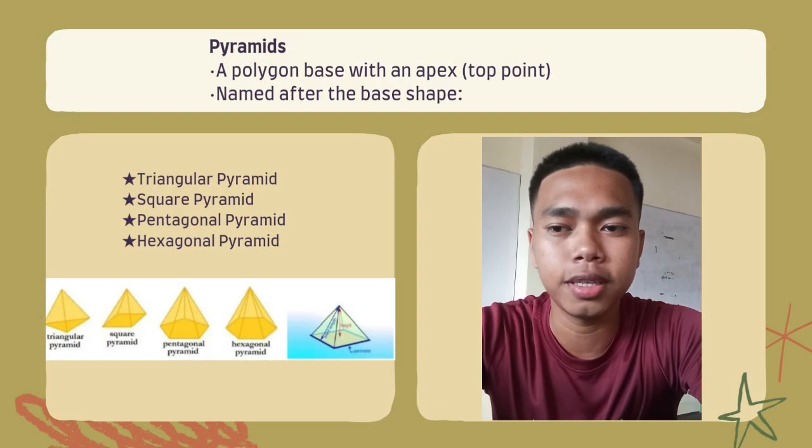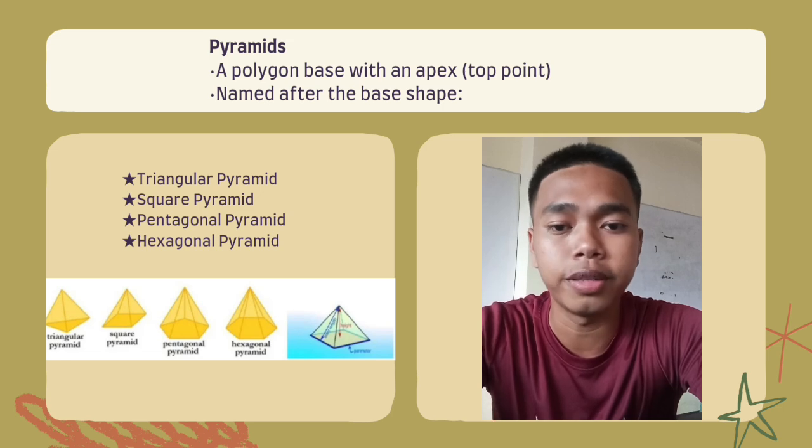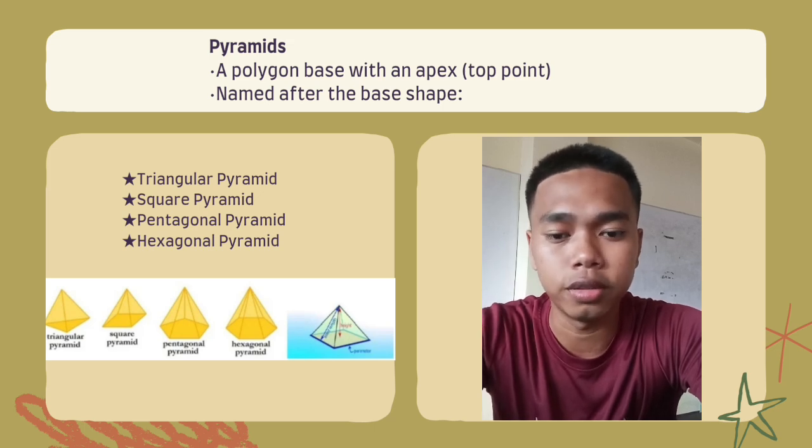Number 3, pyramids. A pyramid has a polygon base and an apex. That's the top point where the triangular faces meet. If the base is a square, that's a square pyramid. If the base is a triangle, that's a triangular pyramid. If the base is a pentagon, a pentagonal pyramid, and so on.